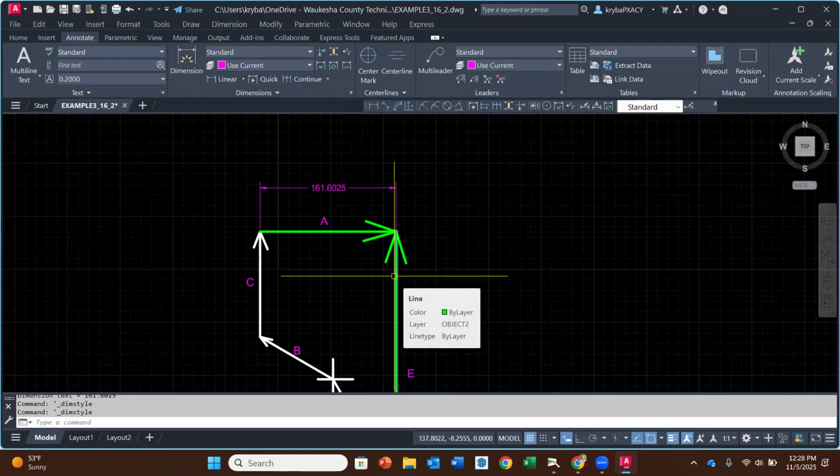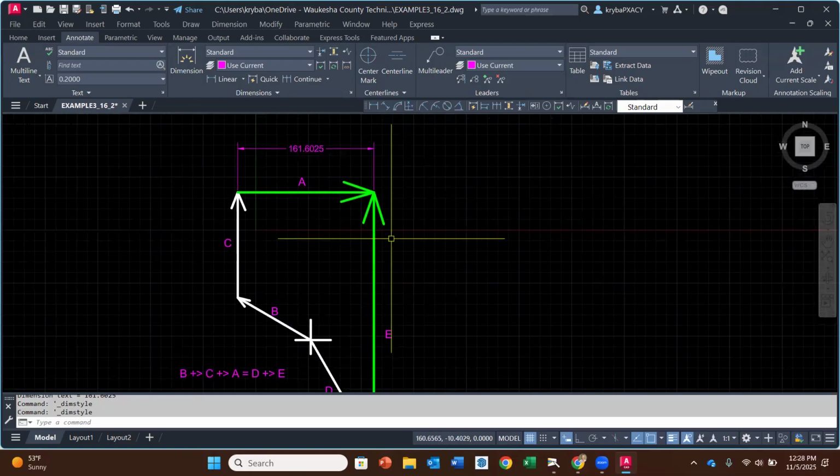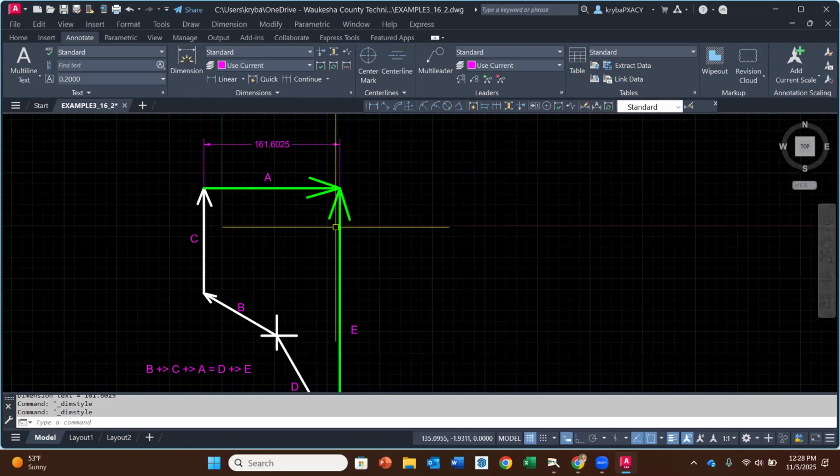Okay. Mine is a little bit off. The book says 160. Did you guys get 160? You got the 161? Yeah. I'm confident in that. So they must have rounded, which is weird. Or they must have gotten a slightly different answer. So 161.6 is going to be our answer.